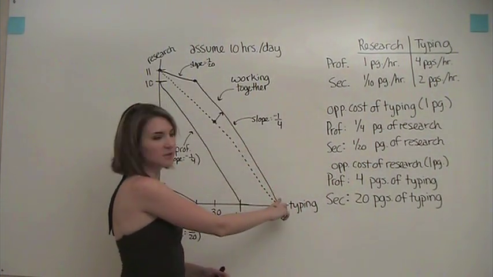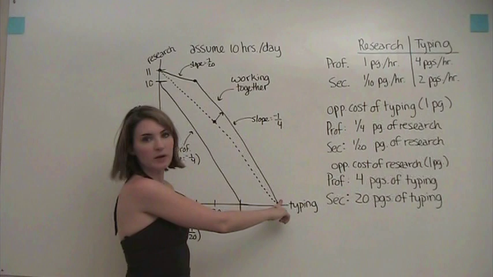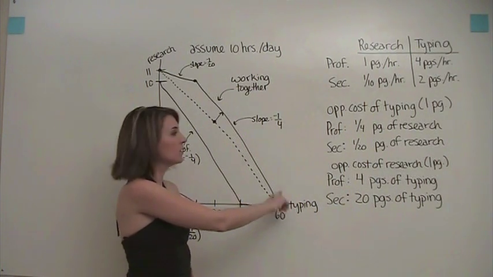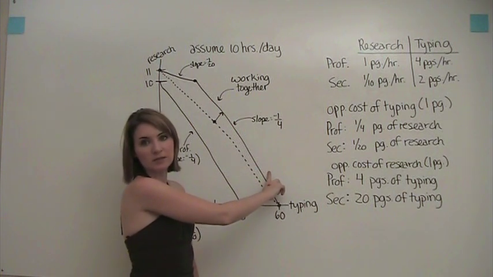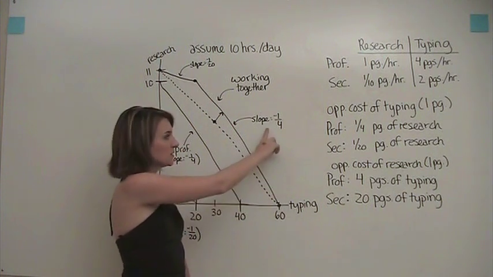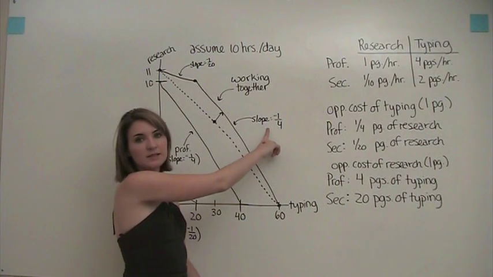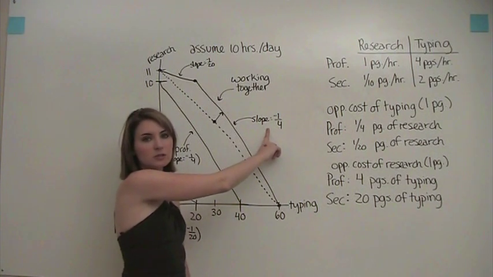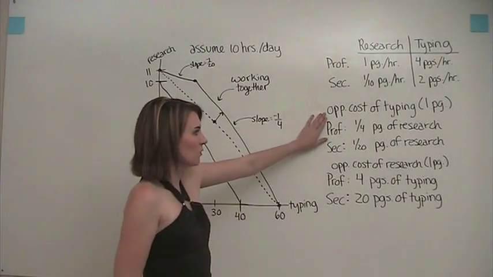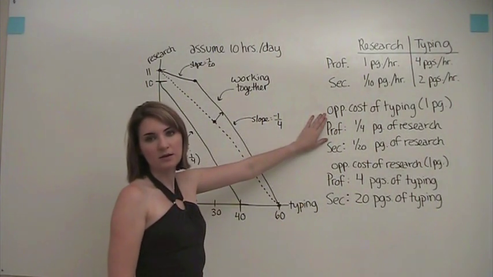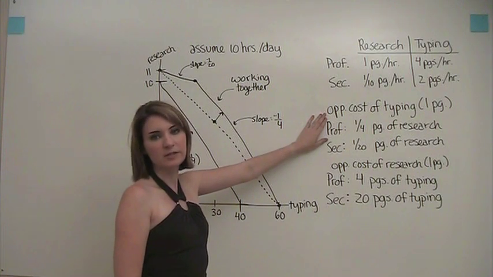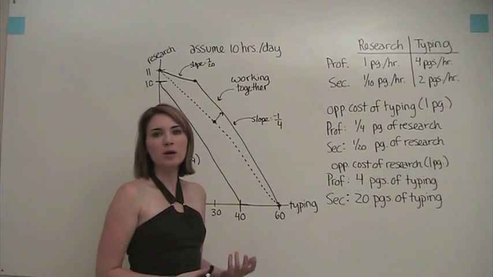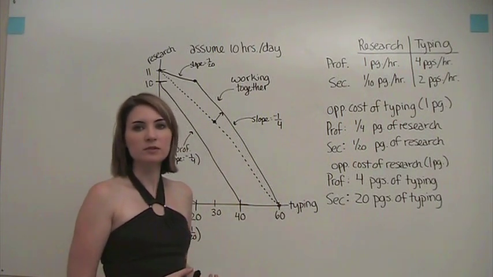As we move further down, we get to the point where both the professor and the secretary are doing only typing. For this part of the production possibilities frontier, the slope is -1/4, which represents the professor shifting over from research to typing, which he can do at an opportunity cost of 1/4 of a page of research for each page of typing. So why is this specialization of labor helpful in terms of the amount of output produced?